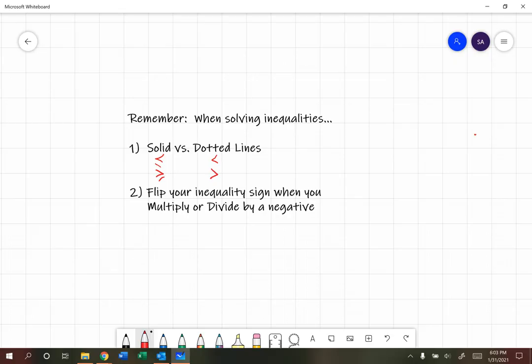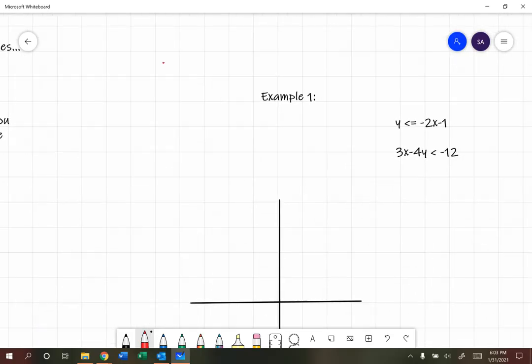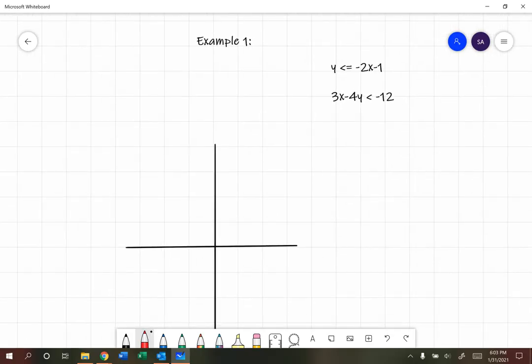So let's look at an example if we're talking about systems of linear inequalities. Example 1 here, I have y is less than or equal to, sorry about that, less than or equal to, that should be this sign right here. I just can't do it on my little screen. Negative 2x minus 1. So first thing I'm going to do is graph that. It's already in slope intercept form. Go down to negative 1, and I'm going to go up 2 over 1 in a negative direction, or I can go down 2 over 1, either way.